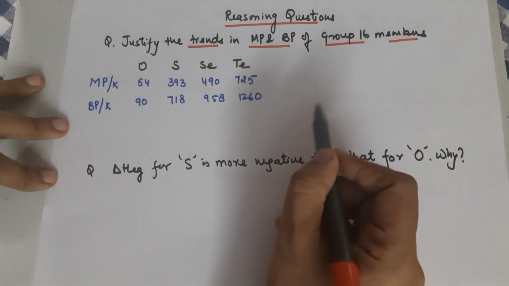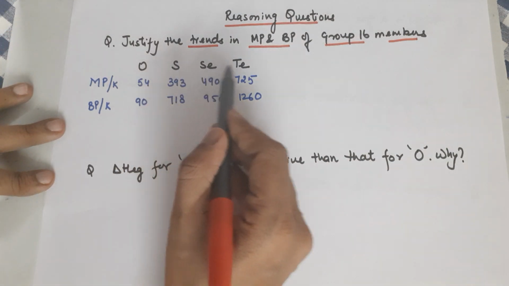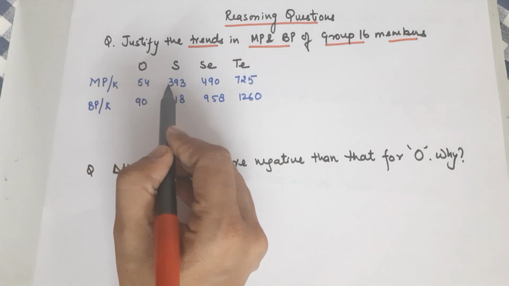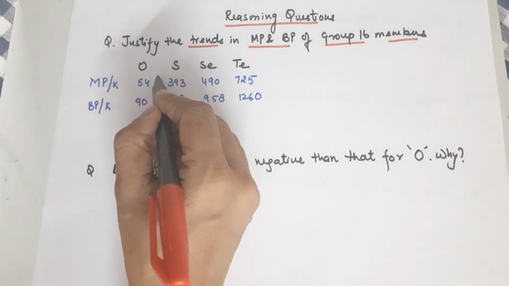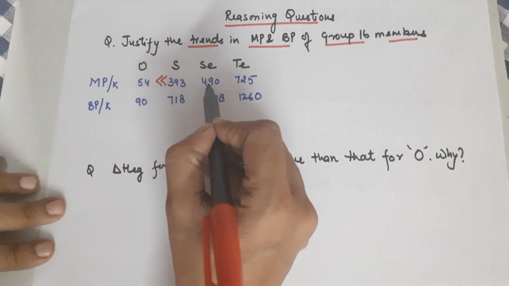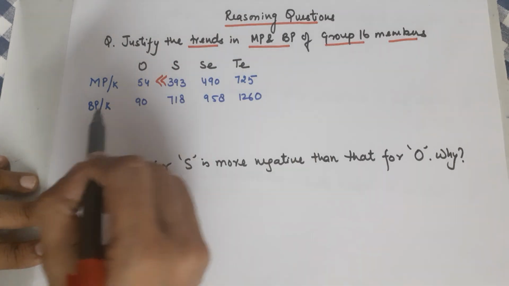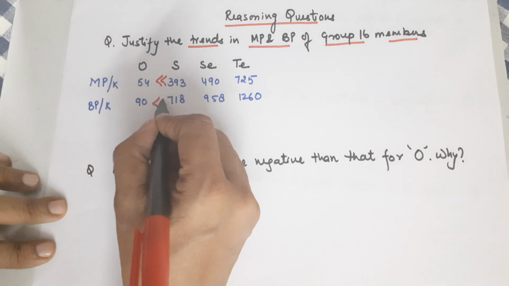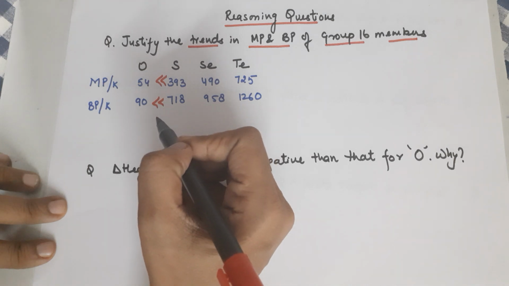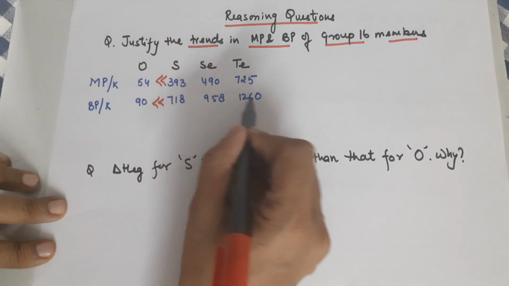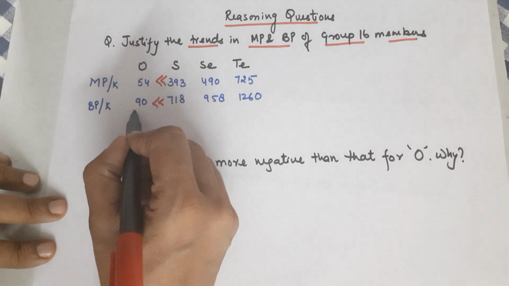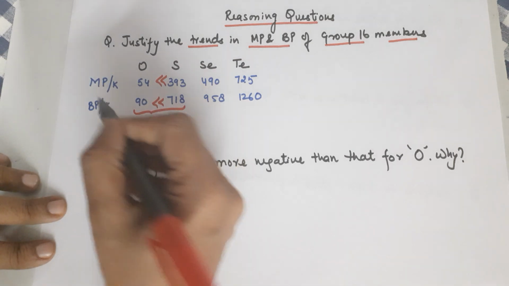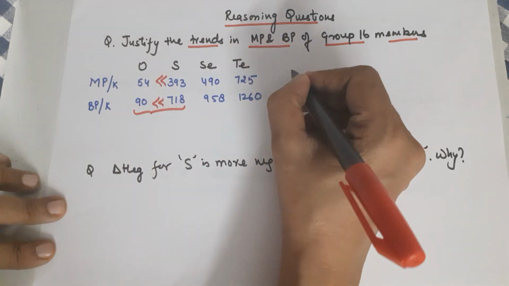Have a look at the data given. Oxygen, sulfur, selenium, tellurium. The melting point goes from 54 to 393, a huge rise. Then 490, 725. Similarly, the boiling point from oxygen to sulfur, you can see, is a huge rise of 600 units. Then there is around 200. Then there is around 300. So the major rise which we observe is in the case of oxygen and sulfur when we talk about the melting point and the boiling point.